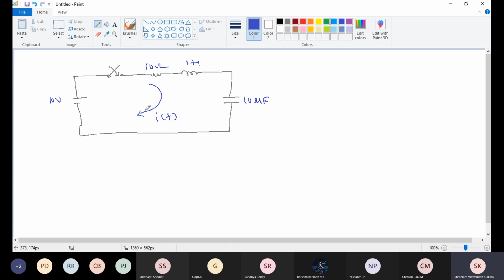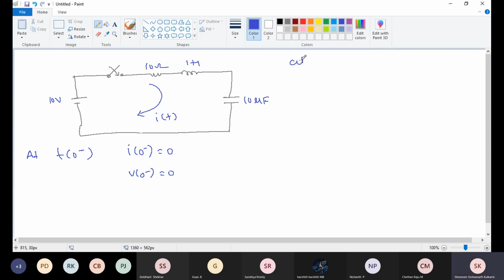Okay, what we are doing, this is the network given. In the question they are mentioning that all the initial conditions are 0, that means I of 0 minus and V of 0 minus are 0. We need to find I, di by dt and d square I by dt square at t equal to 0 plus. First, given data at t equal to 0 minus: I of 0 minus is equal to 0, V of 0 minus is equal to 0. Now we need to find at t equal to 0 plus.